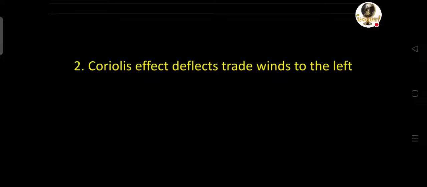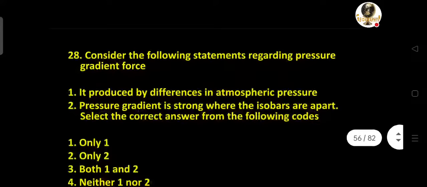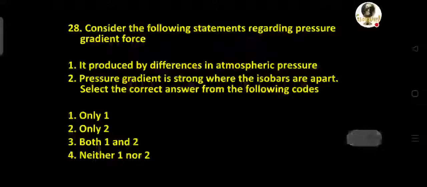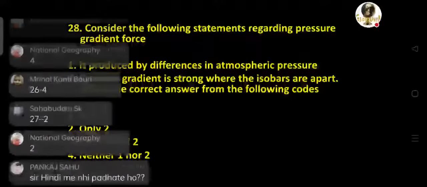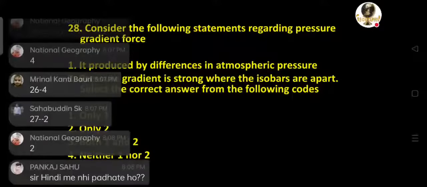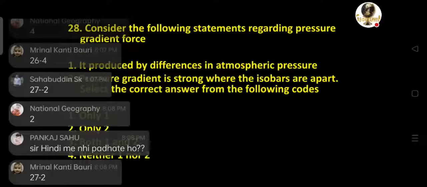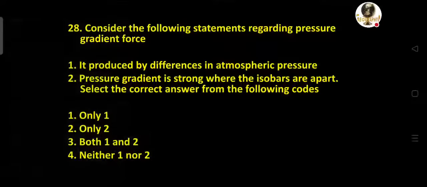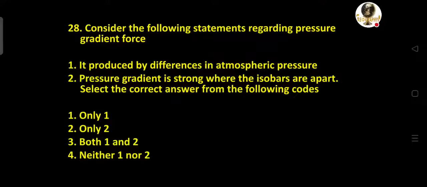And next there is another question for you. Question number 28, very interesting question. Consider the following statements regarding pressure gradient force. There are two statements: it is produced by the difference in atmospheric pressure, and pressure gradient is strong where the isobars are apart. Select the correct answer from the following codes: only one, only two, both 1 and 2, and neither 1 nor 2.